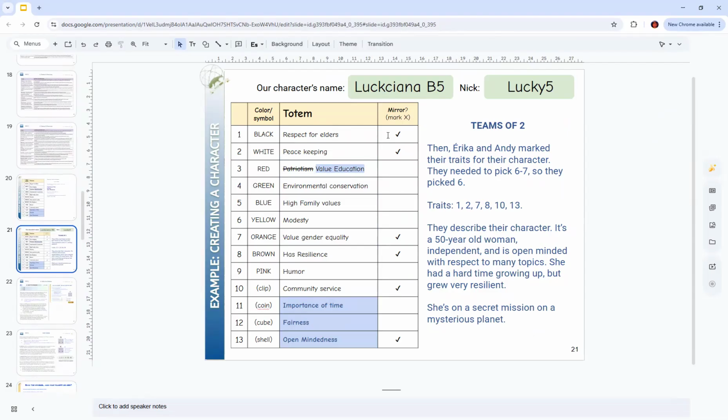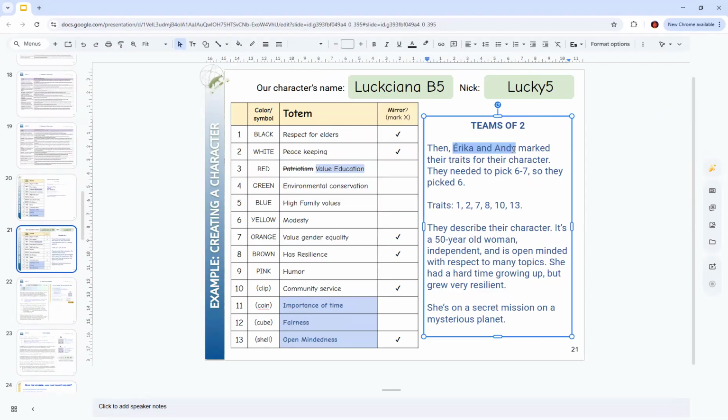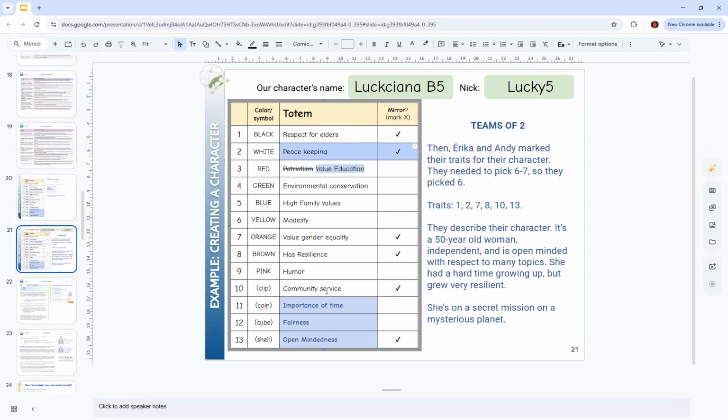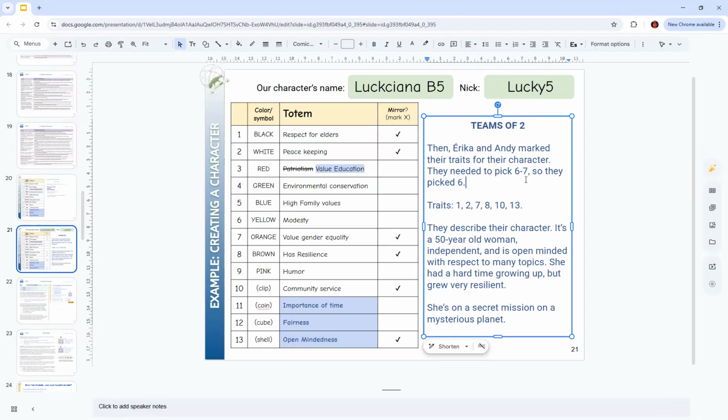So implicitly, Erica and Andy together are negotiating and discussing, and implicitly they're projecting which traits they like onto their character. Again, in a safe environment. When they share, they don't have to tell that Erica or Andy specifically likes peacekeeping or open-mindedness, etc. They just safely do it for a character. Of course, they may pick a trait that they don't believe in, and they're just creating a character, and that's totally valid. But more often than not, they're going to project a trait that they really believe in or are interested in learning about. So that's how it goes.